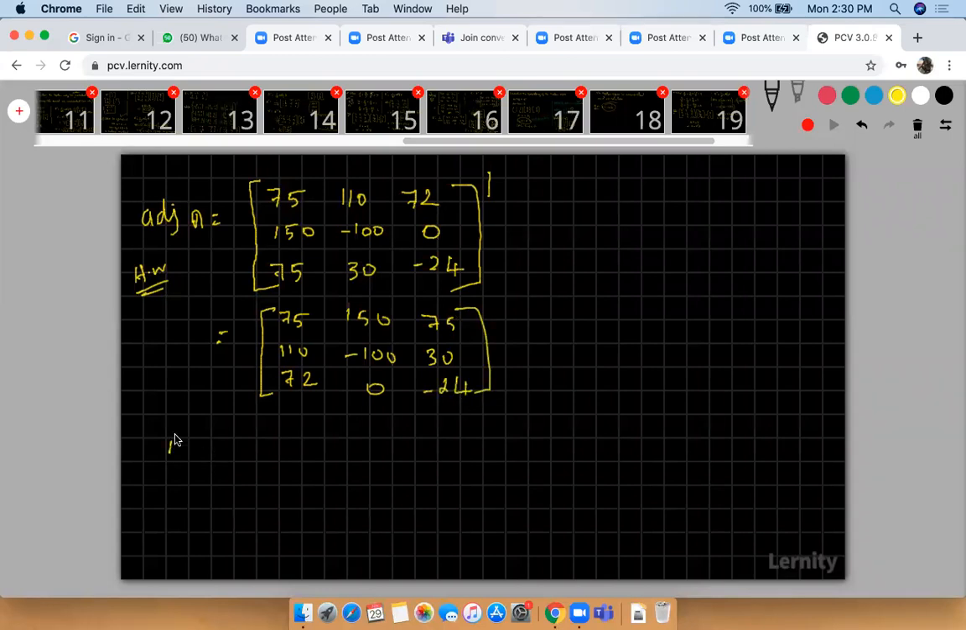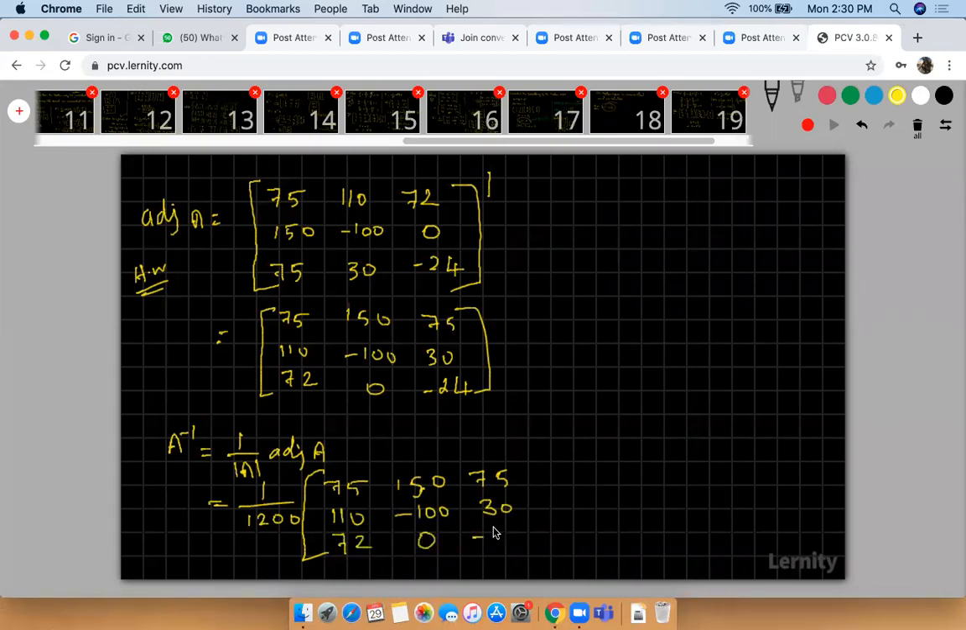Okay, now come to that A inverse. What is my A inverse? My A inverse is equal to 1 by determinant of A, adjoint of A. Okay, what is determinant of A? 1200. What is my adjoint of A? This is the adjoint of A: 75, 150, 75, and 110, minus 100, 30, and 72, 0, minus 24.